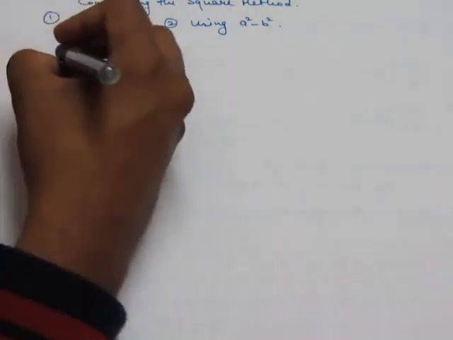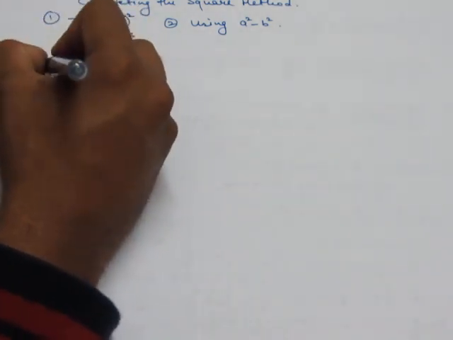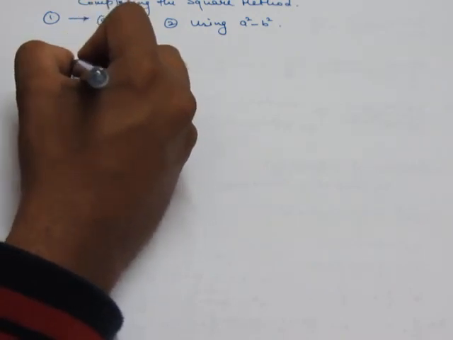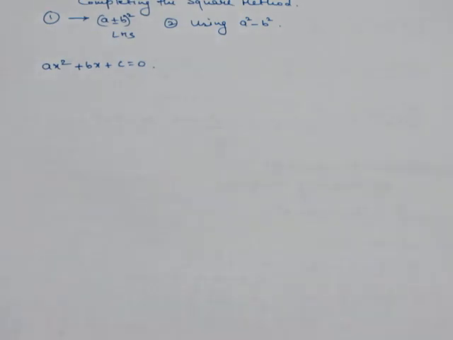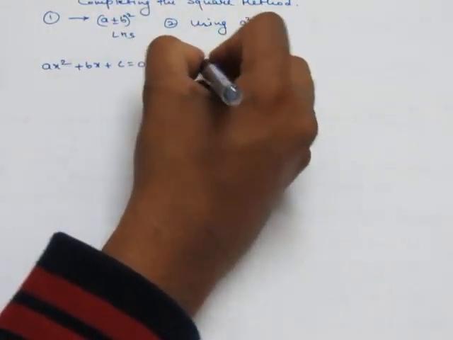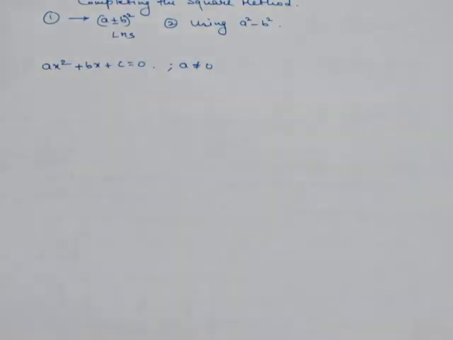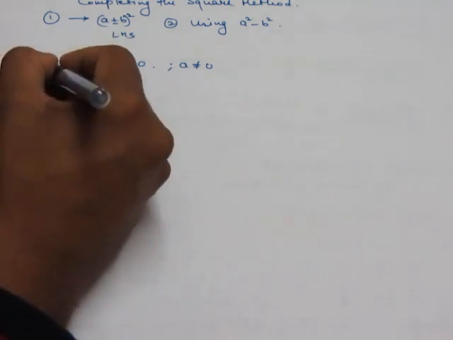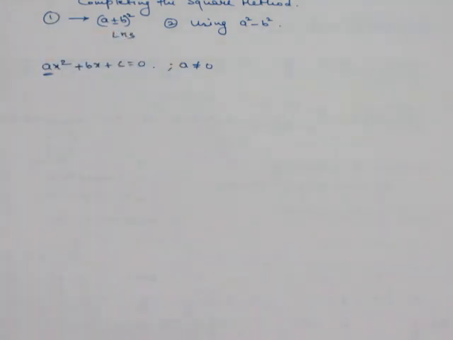So let our quadratic equation be ax square plus bx plus c equals 0. And obviously we are given that a is not equal to 0, because if a becomes 0, then this would no longer be a quadratic equation, it will become a linear equation. So the first thing that we need to do is make the coefficient of x square unity. As soon as we make the coefficient of x square unity, we get our a square term.